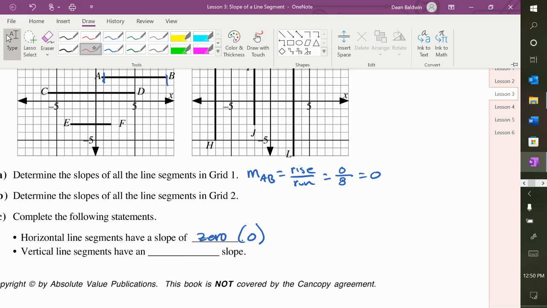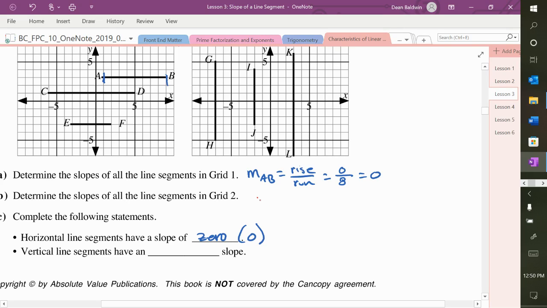Now, grid 2. We'll do GH. Here we go. So GH, it's the rise over the run. What is the rise of this line? 10. Sure. 10. What's the run? 0. Can you divide by 0? No. So we say it is undefined. The slope of a vertical line is undefined.